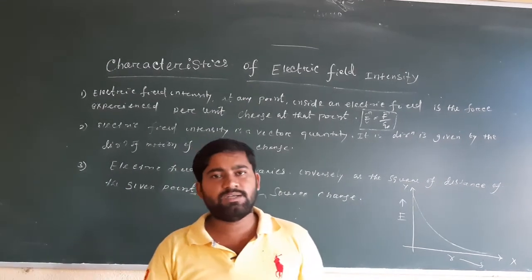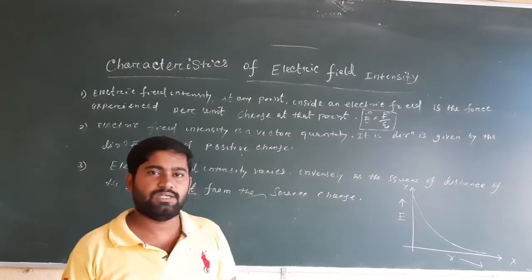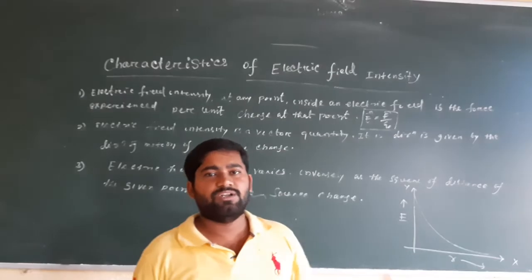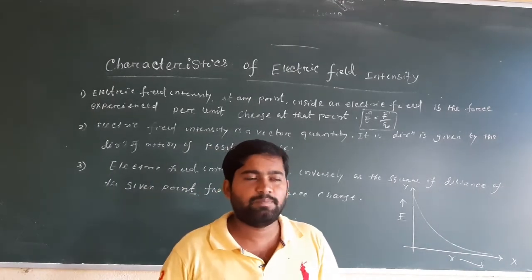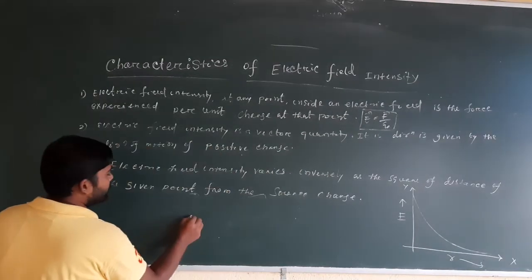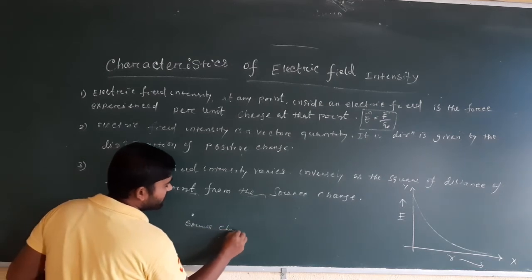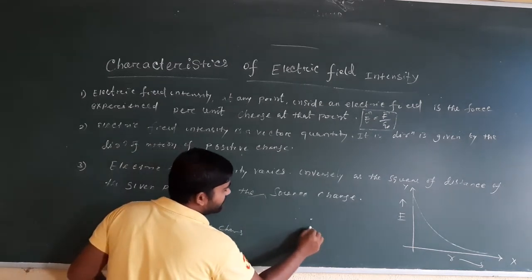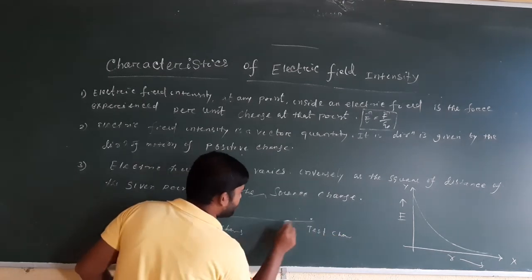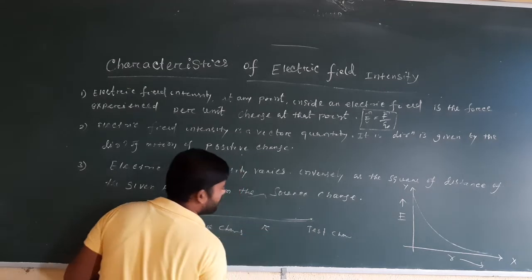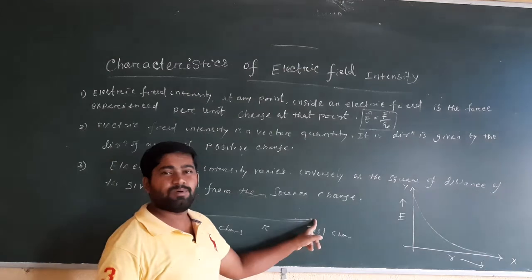That means we can say when we measure the electric field intensity at any point due to a source charge, it always varies inversely to the distance from that source charge. Suppose I take here a source charge, and there is a test charge, and the distance between them is r.